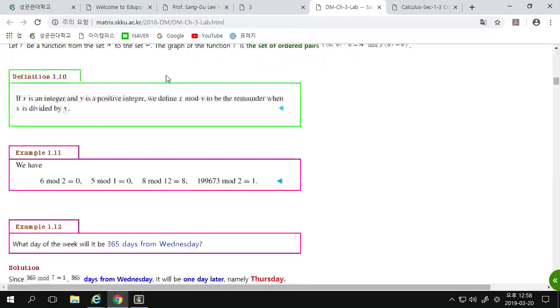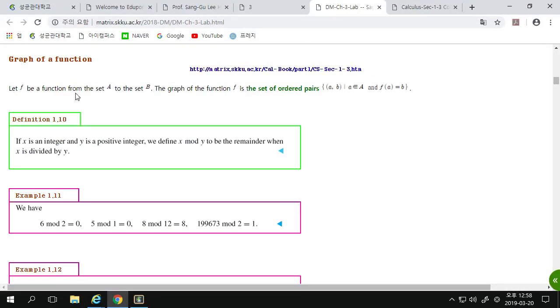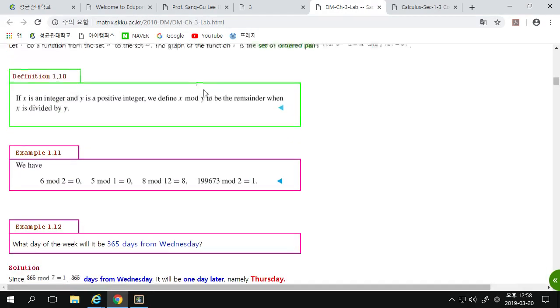Here, let f be a function from the set A to the set B. The graph of a function is the set of ordered pairs like this, like you see: x is a, and f of a is here; b, f of b is there. The collection of all those. Okay, we can think about the function like this.